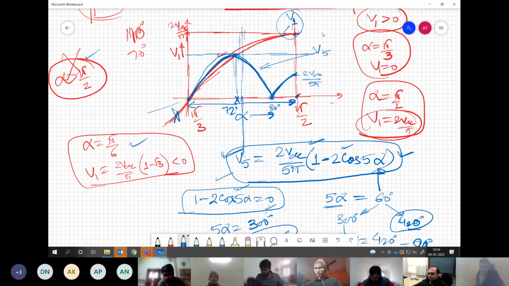You understand the point? So V5 is coming all the way up to 4 VDC by 5 pi, and then it repeats and goes back to 2 VDC by 5 pi. When you operate from, let's say, pi by 3 to pi by 2, you will find V1 going from 0 to 2 VDC by pi without any problem. But you will also find that the fifth harmonic is increasing. It will maximize, then come down, again go to 0, and come back to some value. Which means what?